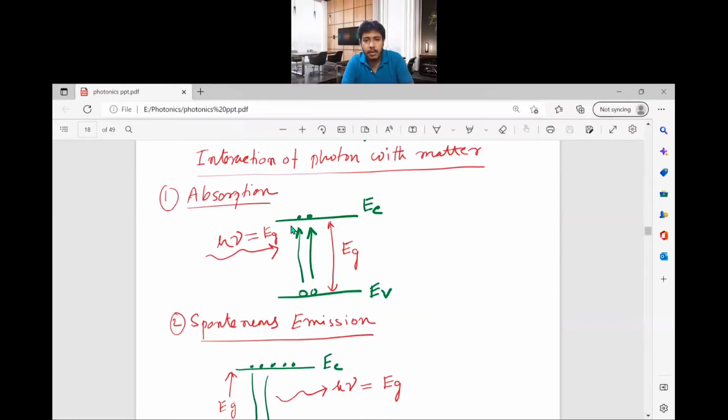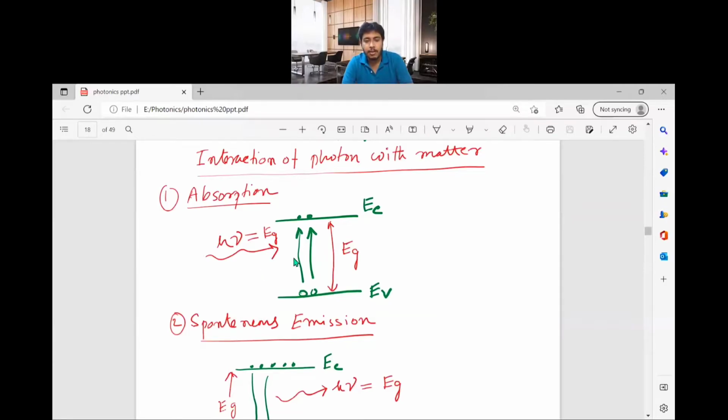If light hits any material with a band gap Eg, and the light energy h nu is equal to Eg, that light will be absorbed by this material. Okay, so how is it absorbed? The electrons will generally stay in the valence band, since these are the outer shell of the atom.